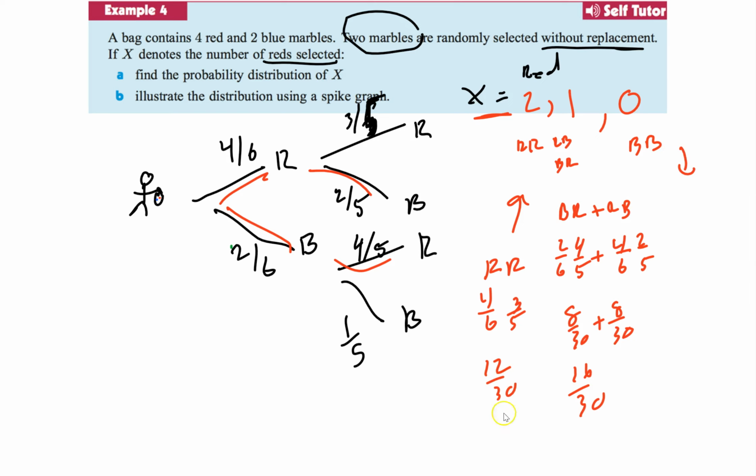Now for blue, blue, instead of finding it directly, I'm going to use the complement. Look what I have so far: 20 out of 30 total. So what's left over for blue, blue? 2 out of 30, the only thing that's left. So getting 2 reds, the odds are 12 out of 30. Getting 1 red, 16 out of 30. And getting blue, blue, only 2 out of 30. You can also find it by doing blue and blue, 2/6 times 1/5.